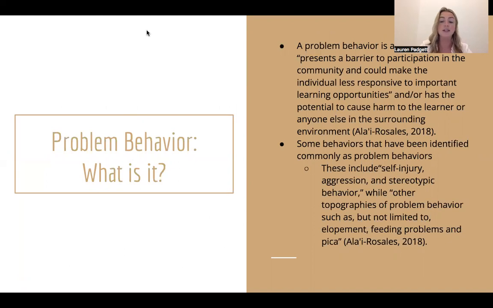Some behaviors that have been identified commonly as problem behaviors include self-injury, aggression, and stereotypic behavior, while other topographies of problem behavior are, but not limited to, elopement, feeding problems, and pica, according to the same source. It is important to note that not all of these behaviors will always constitute problem behaviors. Their topography has to match the criteria that we listed above in order for there to be a need for behavior change. These problem behaviors then are analyzed with different assessments, and for the purpose of this discussion, we will be focusing on FA and FBAs, functional analyses and functional behavior assessments.